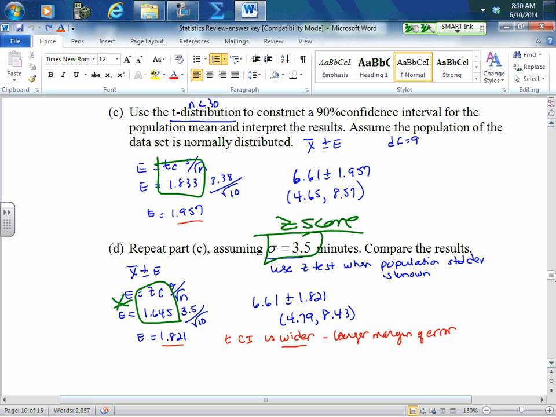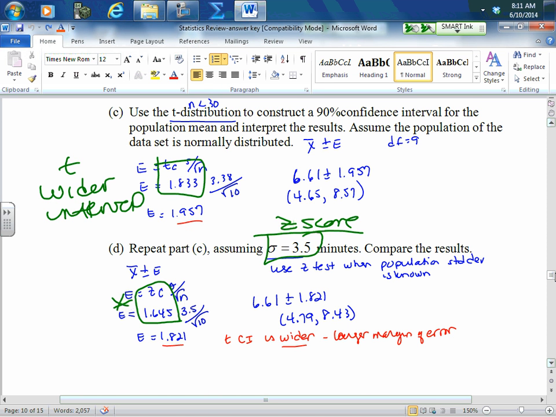Therefore, your T has a wider interval. More wiggle room. Good. It has a larger margin of error. It gives you a wider interval, a little more wiggle room to work with. Because the T says, I don't really have enough in my sample, and I don't know anything about my population standard deviation, so give me a little bit more wiggle room in here, in case I'm off. Part B says, you know your previous standard deviation from your population. You don't need to be as exact.